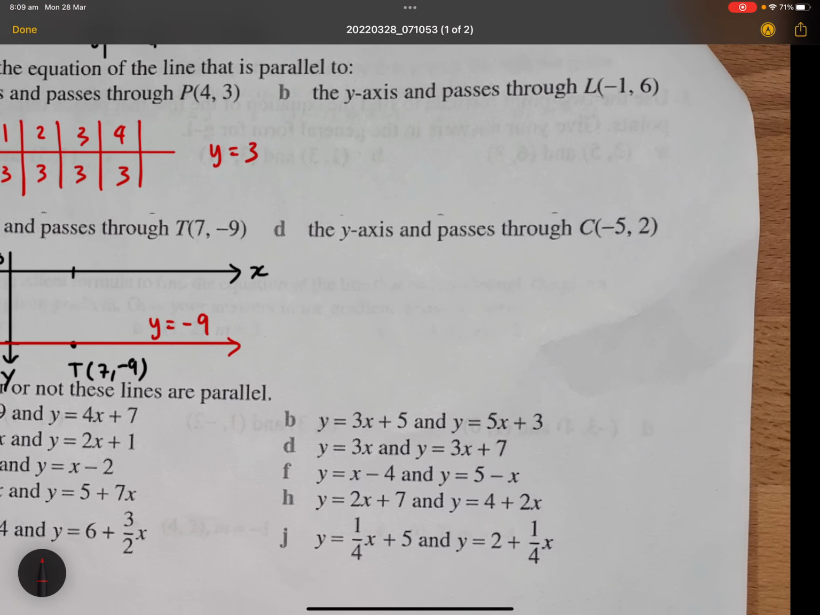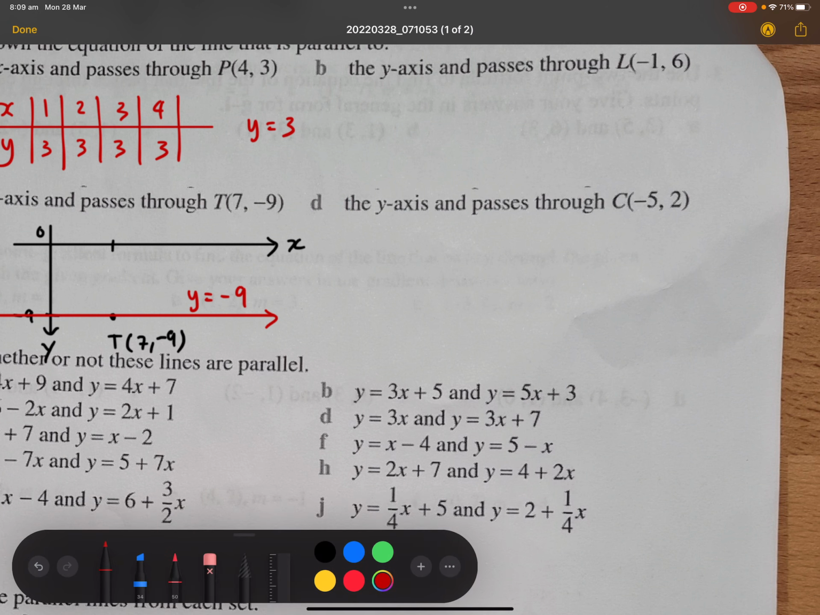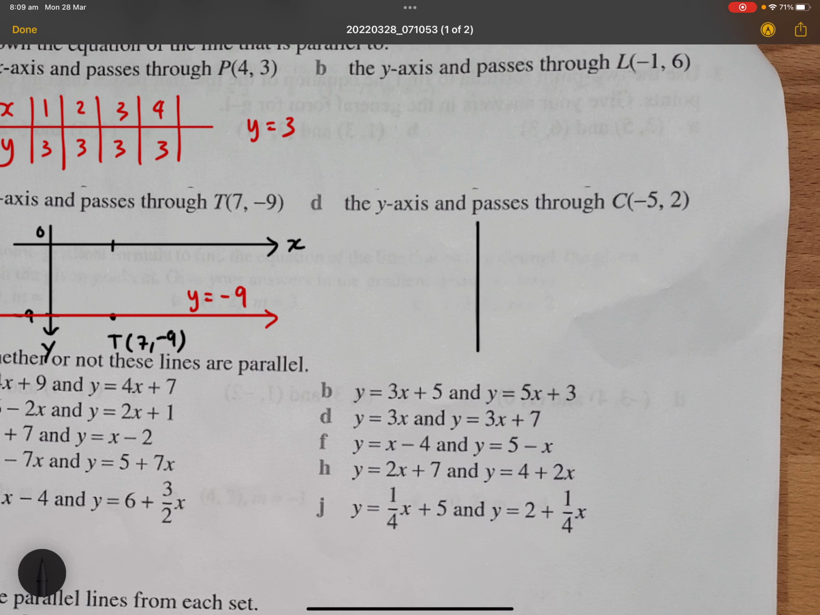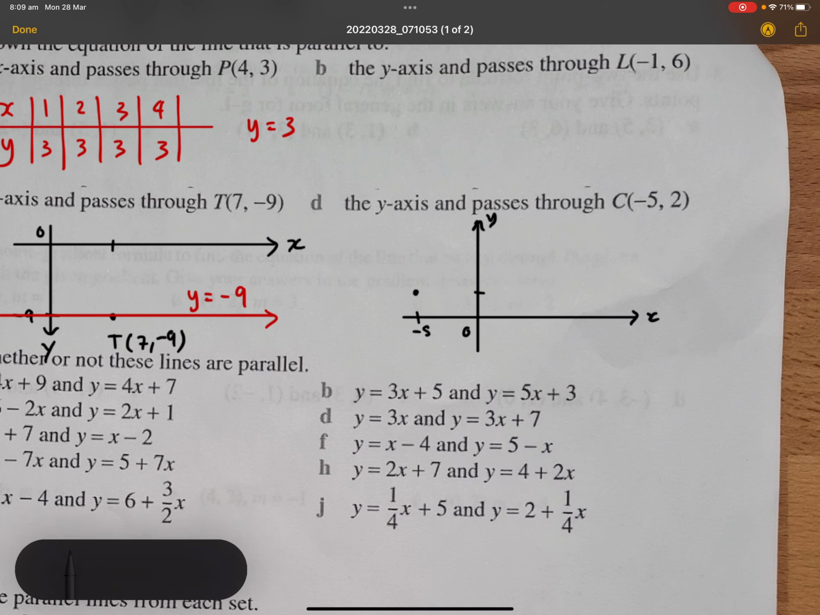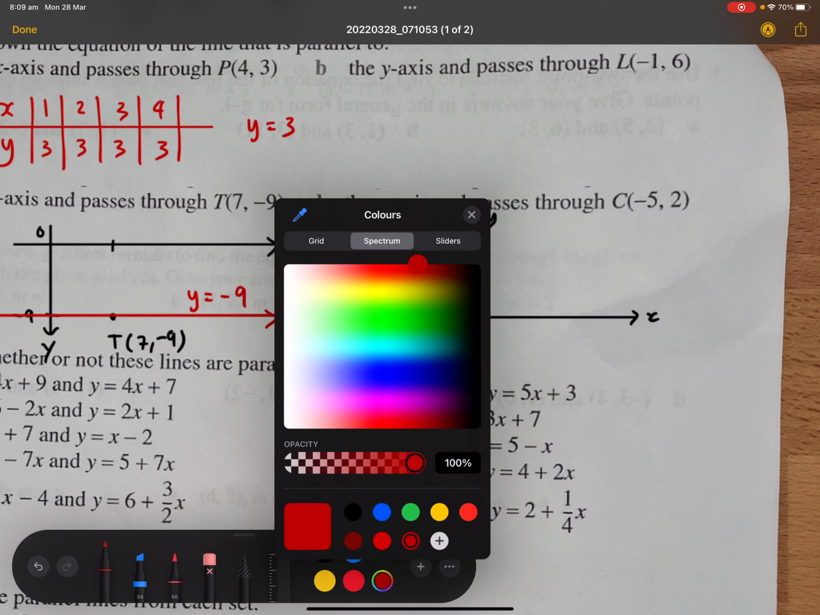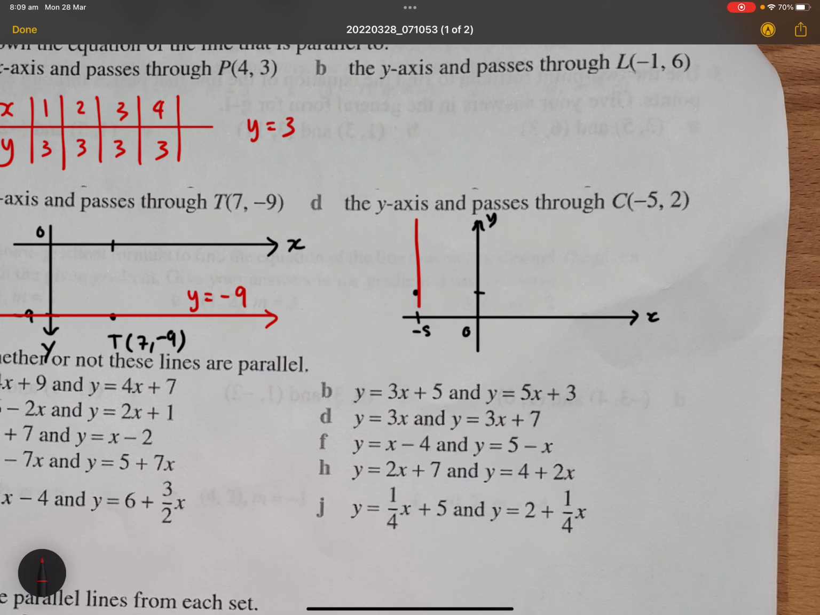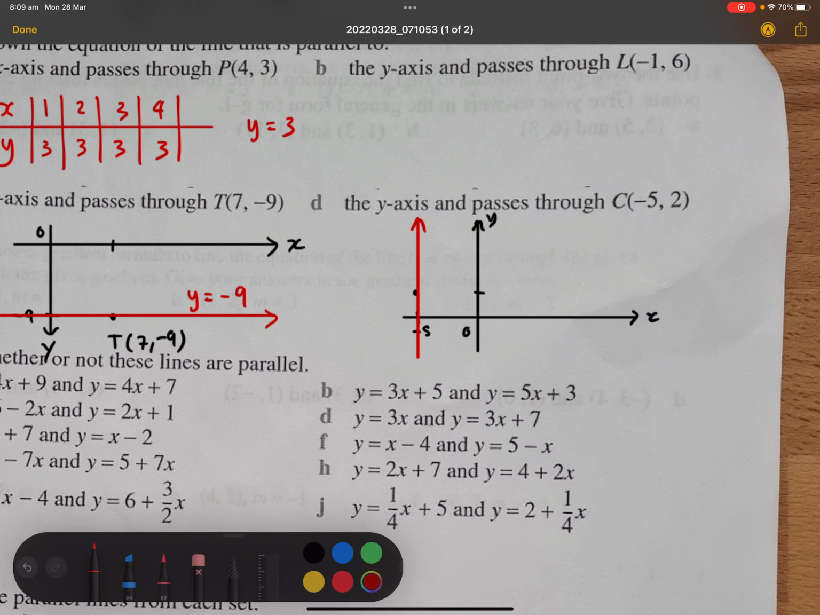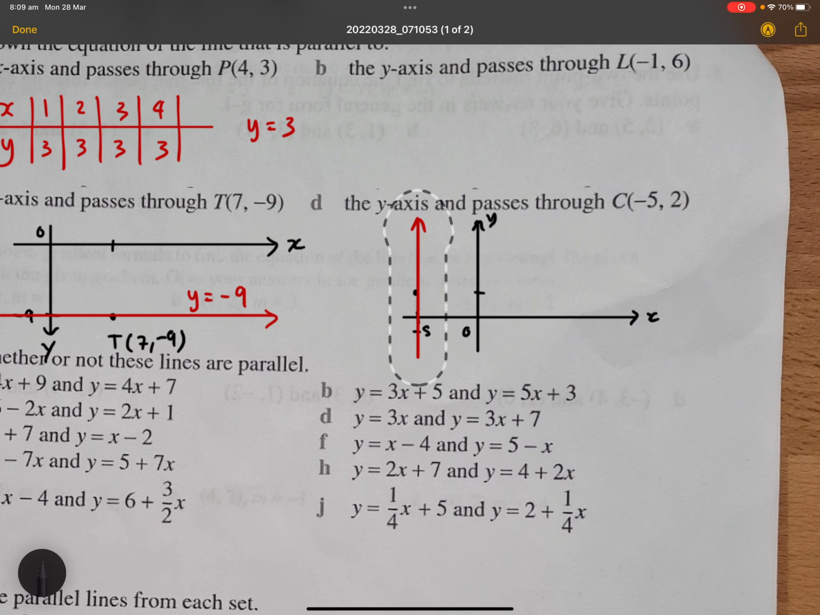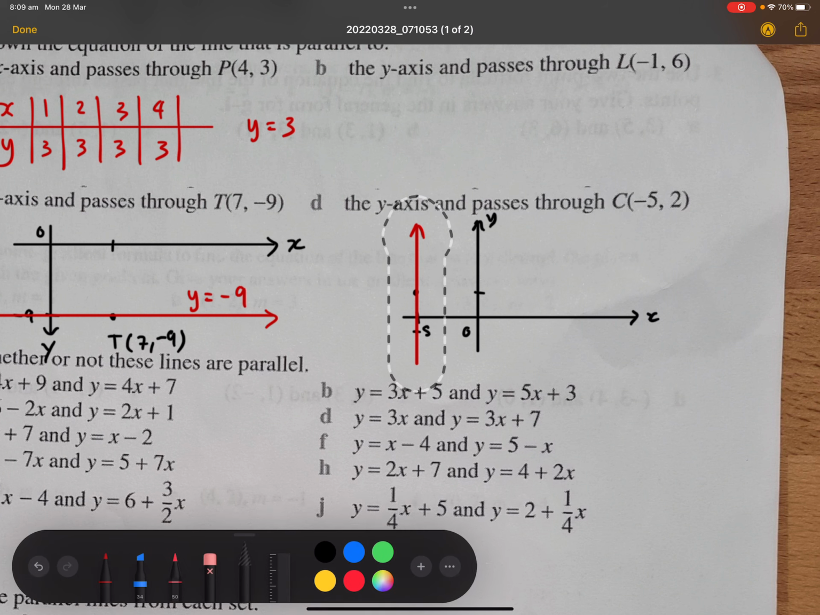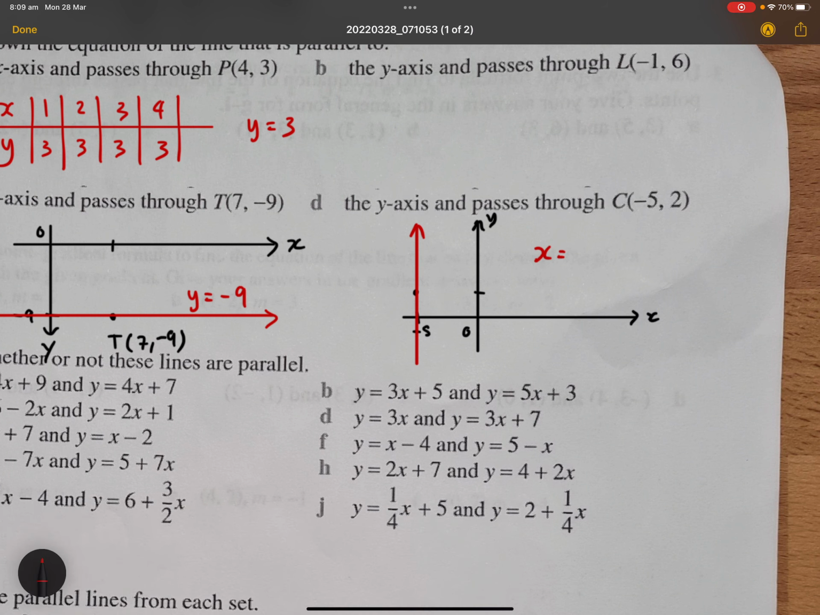Now what happens if it's parallel to the y-axis? So you can imagine that's going to be just parallel to the vertical axis, and it has to pass through the point, in this case, minus 5 and 2. So pass through this point here. So I'm going to draw a line that is parallel to that. Looks like this. So what's the equation of this line? The equation of this line is x is equal to minus 5. Okay.